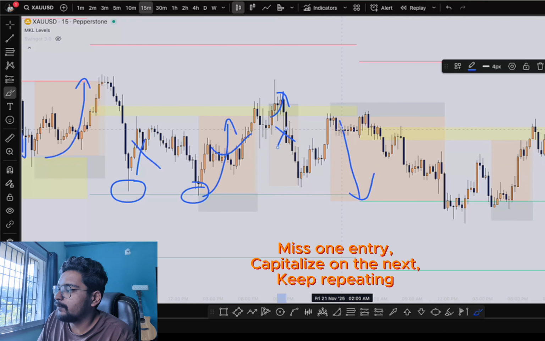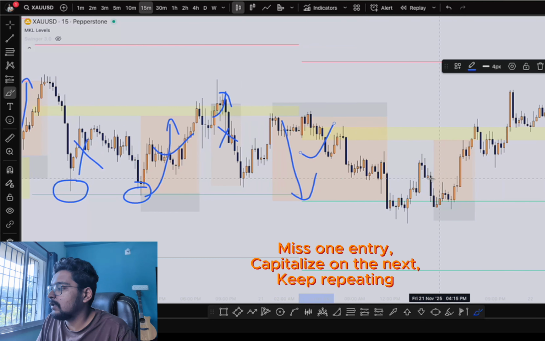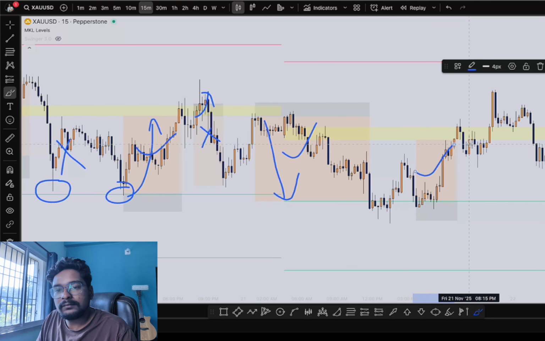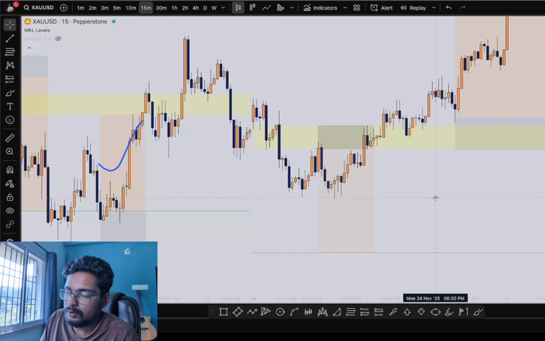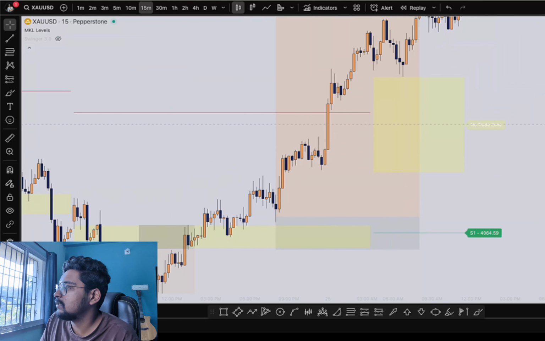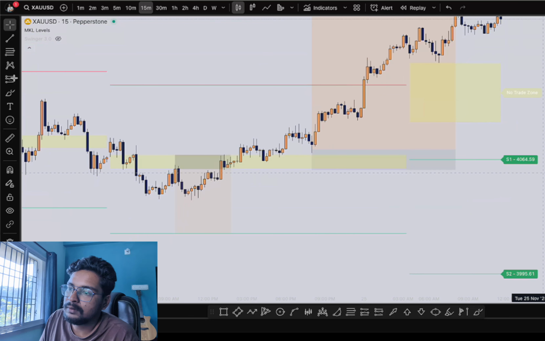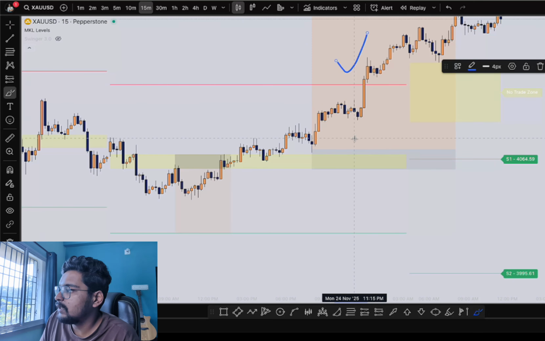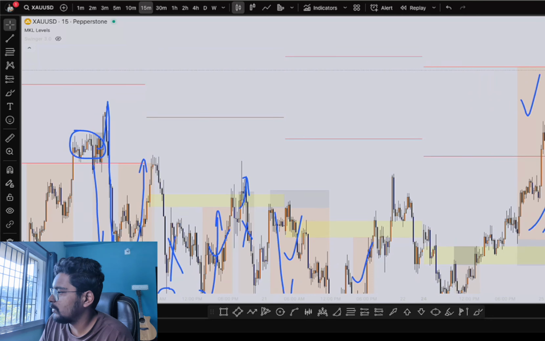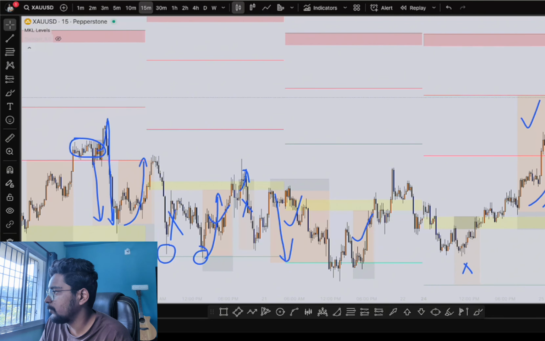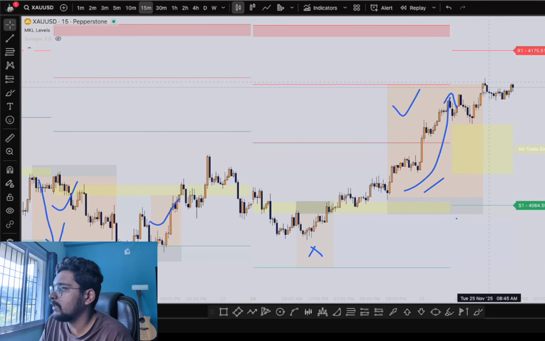Stop loss hit, but capitalize on the next one. Again, capitalize on the next one. Right? Alright, next day, perfect. SL hit, no problem. Capitalized on the next one. Right? So this is how you keep on doing it. And I guess with that, our 1 month of backtesting has come to an end. This is present day scenario.